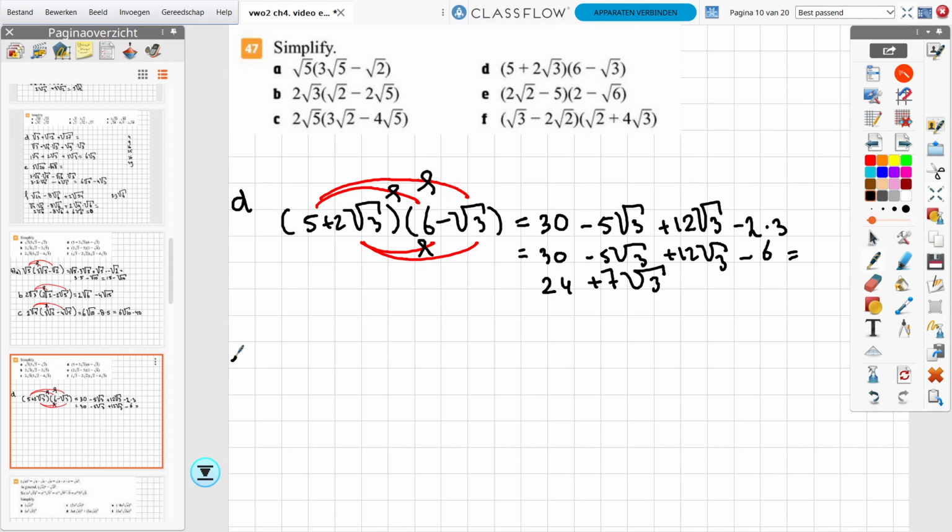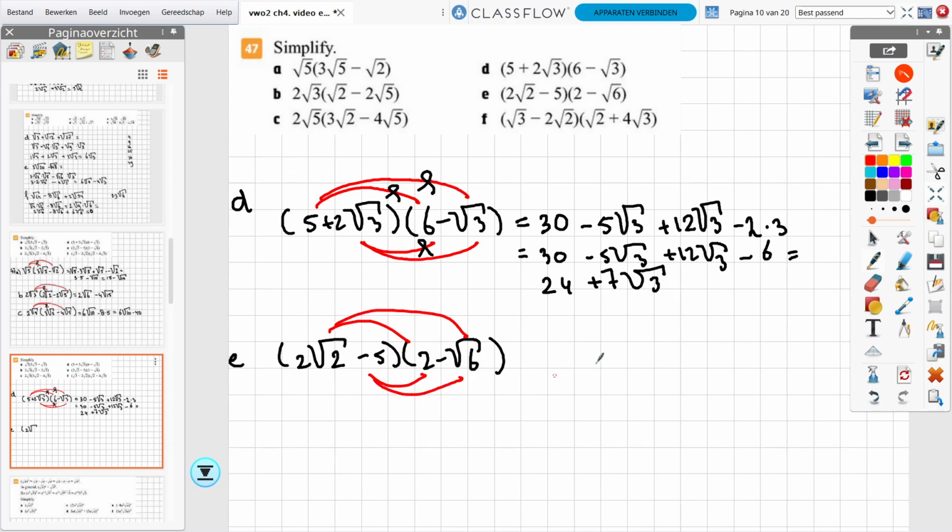Let's do another one, because oftentimes you guys find double brackets a bit more difficult. Let's first copy the exercise correctly: 2 root 2 minus 5, brackets, 2 minus root 6. Let's do the multiplications.